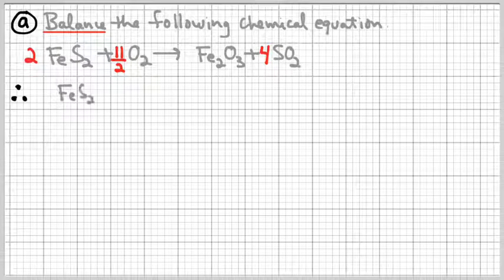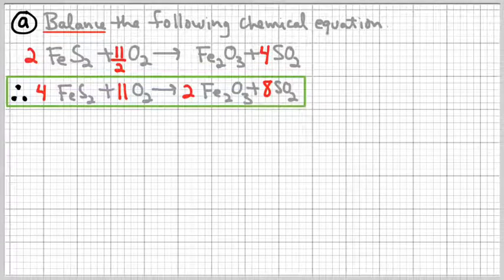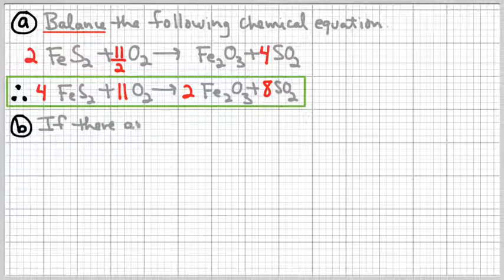And as always, we don't want fractional coefficients. So I'm going to go through and multiply by 2. And so my ratio is 4 to 11 to 2 to 8. So there's my recipe. Remember, these are molar ratios. So let's look at what we're provided in this reaction.